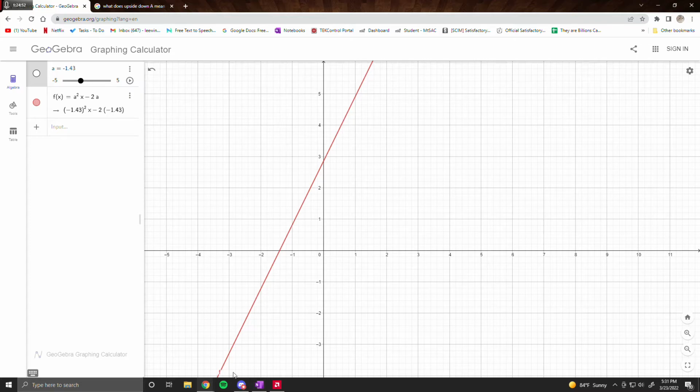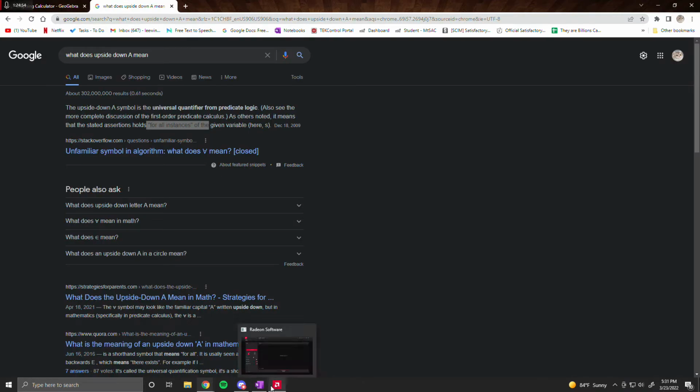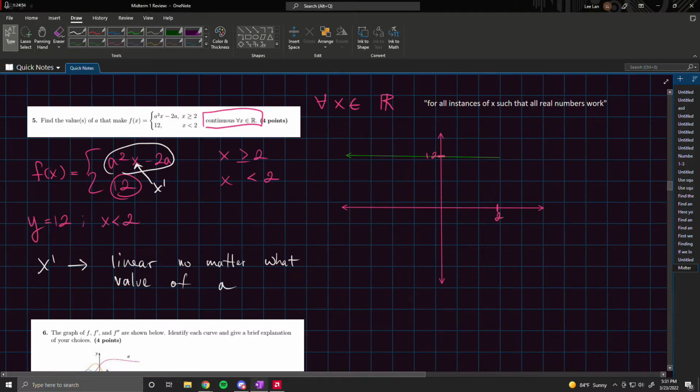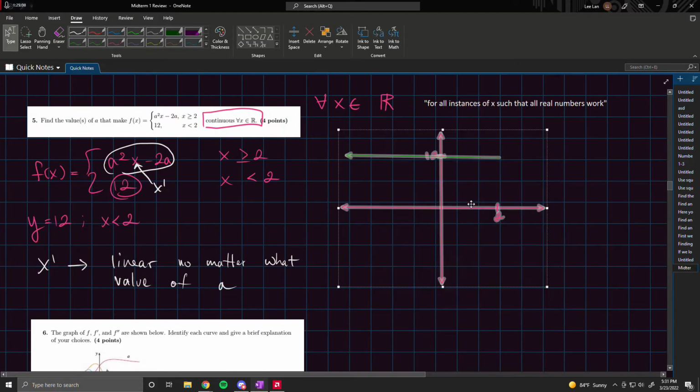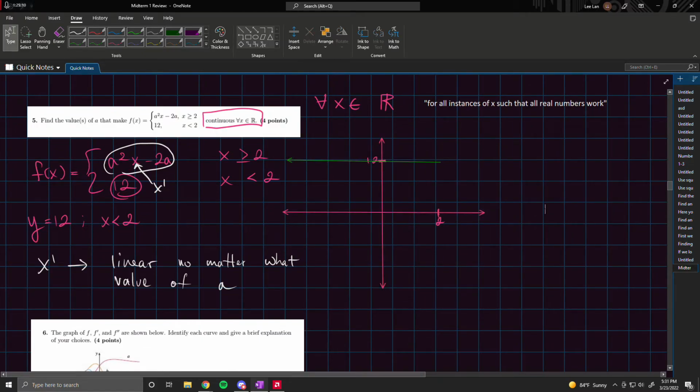So now the trick is, how do I find which value of a will make this true? Geometrically it's hard, but algebraically it's not too bad. So let's try doing some stuff.